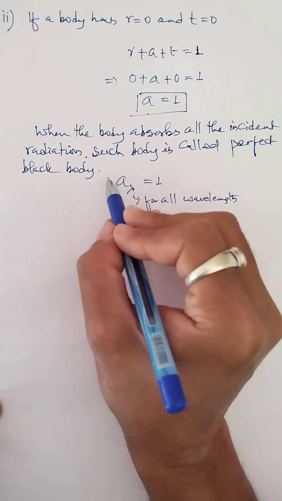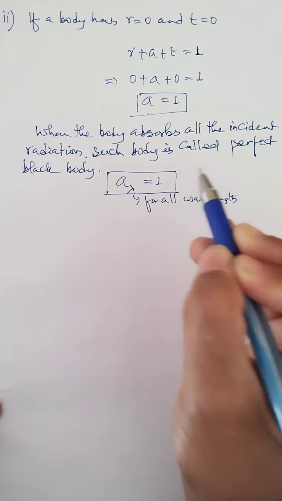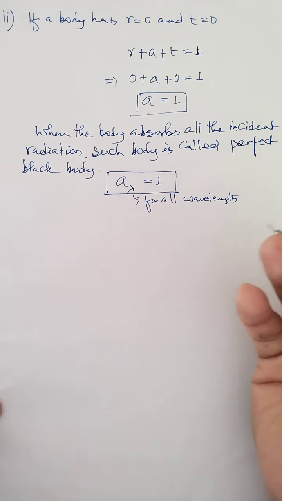Okay, so this is one of the important cases through which we understand the concept of a perfect black body or perfectly black body. So I have defined 3 different terms related to radiation. There are other terms to define also, and that you will learn in the next YouTube video.